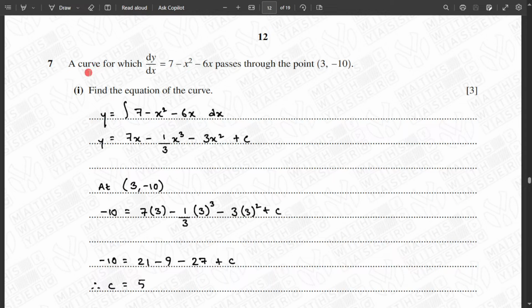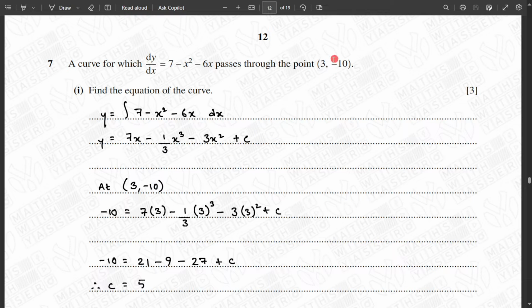Question number 7. A curve for which dy by dx is equal to 7 minus x squared minus 6x passes through the point 3 and negative 10. We need to find the equation of the curve. So first we need to integrate this. So integrating 7 minus x squared minus 6x will give us 7x, and 2 plus 1 is 3, so minus x cubed over 3, and then 1 plus 1 will be 2, and 6 divided by 2 will be 3, so minus 3x squared, plus c.